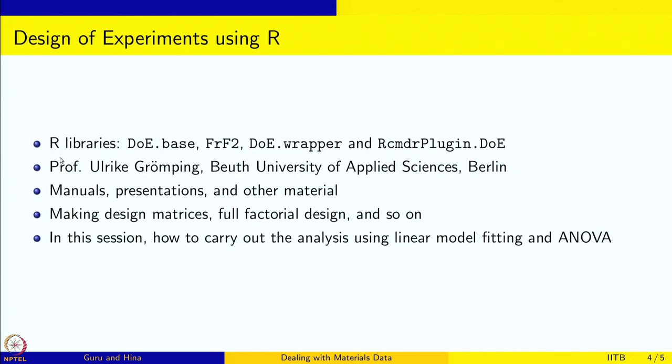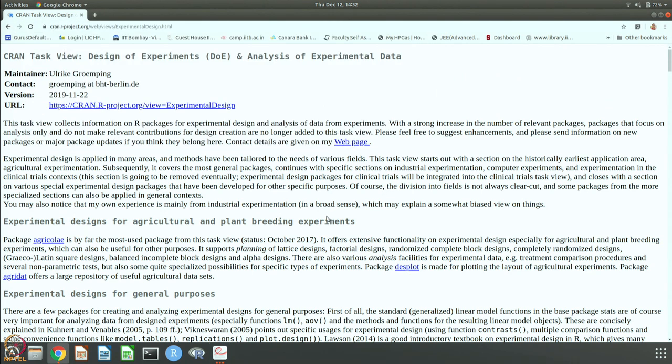There are lots of R libraries to do design of experiments: DoE.base, FrF2, DoE.wrapper, and there is also a plugin which will allow you to use a GUI to do these analyses. Professor Ulrike Grömping has given lots of material including some slides and manuals, etc. And there is also a CRAN page for design of experiments and analysis of experimental data, which is what is shown here. It is at the CRAN R project experimental design page.